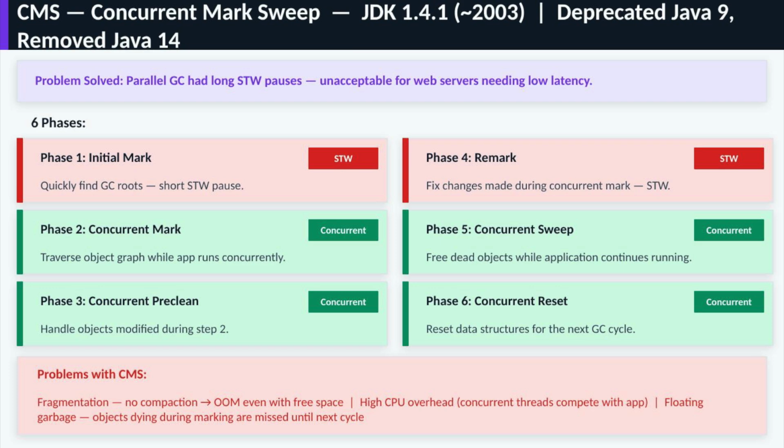CMS introduced a revolutionary idea. Instead of stopping the application for long periods, much of the work happens concurrently. The application continues running while GC works in the background. This significantly reduces the pause times. However, CMS had major issues. Memory fragmentation, floating garbage, and high CPU overhead eventually led to its removal. CMS made pauses shorter but made memory management more complicated.